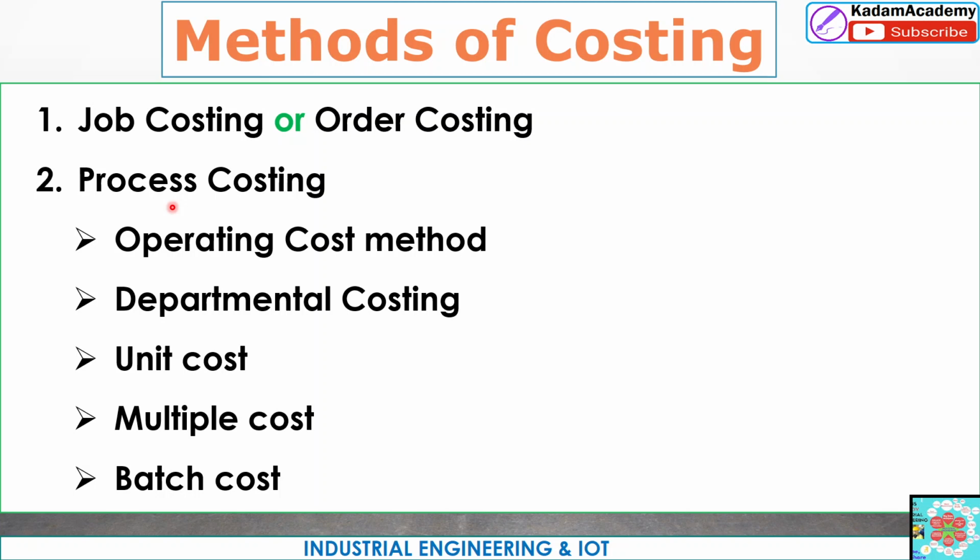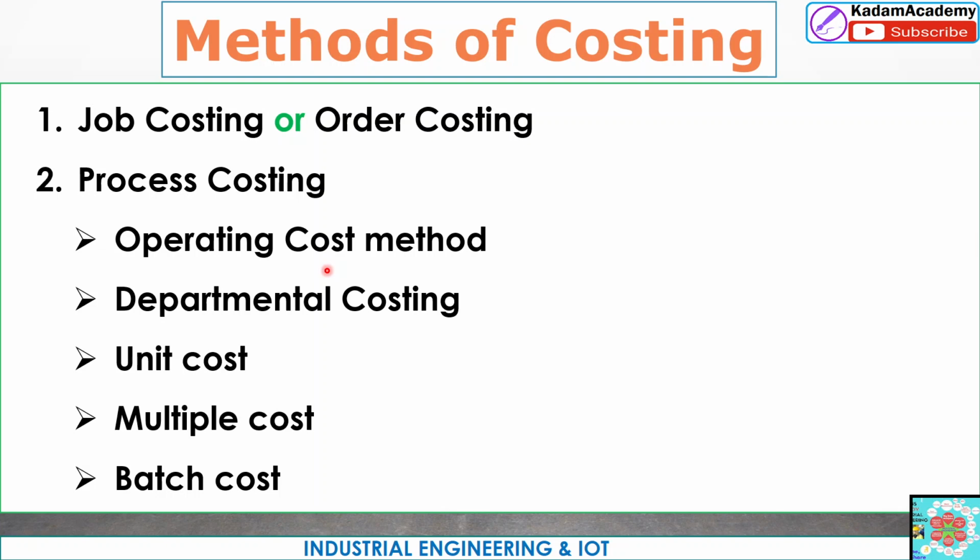Costing is very important. We have already studied how to find out the cost of a product, service or job. So dear friends, here we are going to learn what job costing is, what process costing is, what the industries are where we have to calculate process costing, for which industry the operating cost method is used, and departmental costing, unit cost, multiple cost and batch cost. We are going to clear that within 5 or 10 minutes.